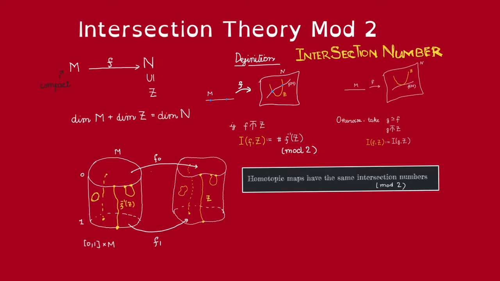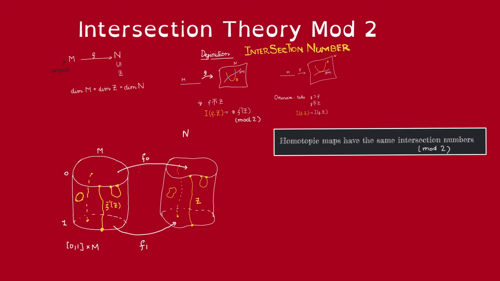So in the previous video, we defined the intersection number modulo 2. Now, let's check if this definition is good. Let's see if it actually resolves the issue that we mentioned about homotopic maps. Let's check that homotopic maps do indeed have the same intersection number.